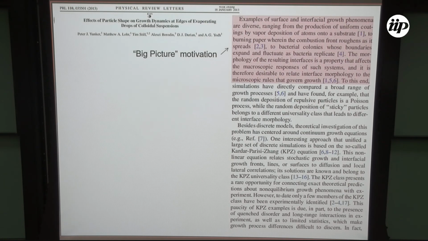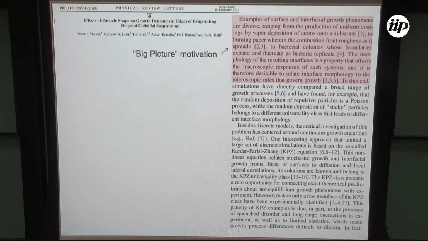This is a paper in an area of soft condensed matter. They start off with examples of surface and interfacial growth phenomena are diverse, ranging from the production of uniform coatings by vapor deposition to burning paper due to combustion, to bacterial colonies whose boundaries expand and fluctuate as bacteria replicate. The morphology of the resulting interfaces is a property that affects the macroscopic responses of these systems, and it's therefore desirable to relate interface morphology to the microscopic rules. So that's the motivation, but you can see how they open big.